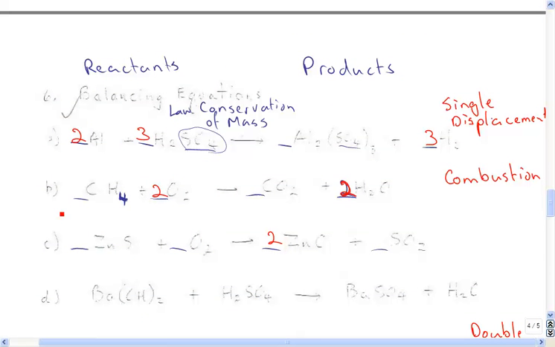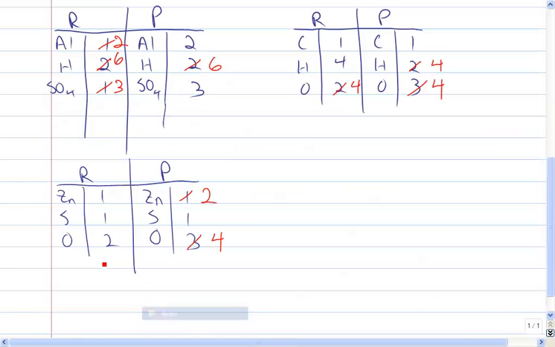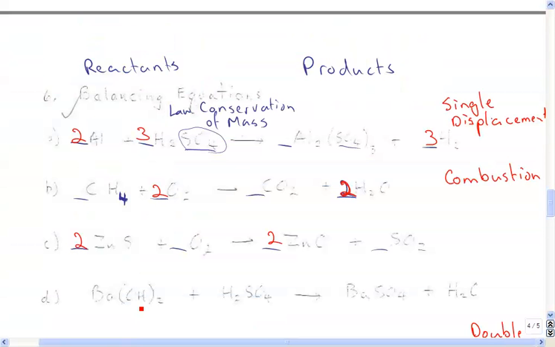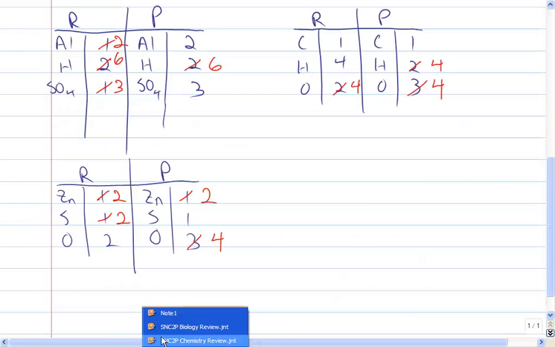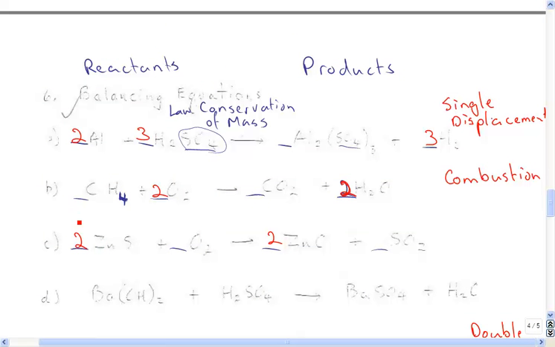What if I put a 2 in front of here? So sometimes it'll go back and forth. You may have to do it in a couple of steps. So we've got 2 zinc sulfides. So I'm going to increase the zincs. I'm going to multiply that by 2. And then this becomes 2. But now I've unbalanced the sulfurs. So the sulfurs need to be balanced.